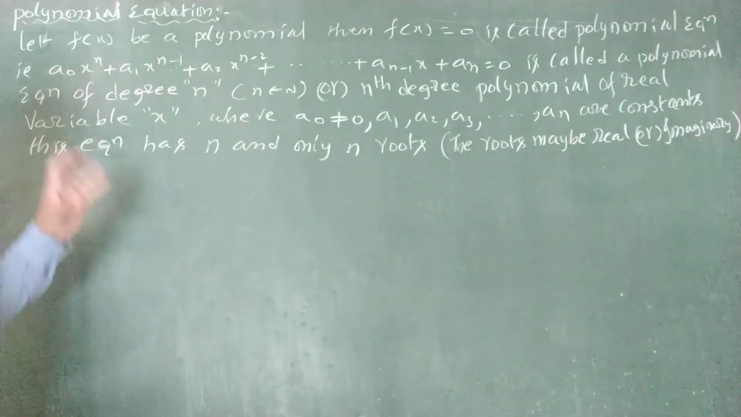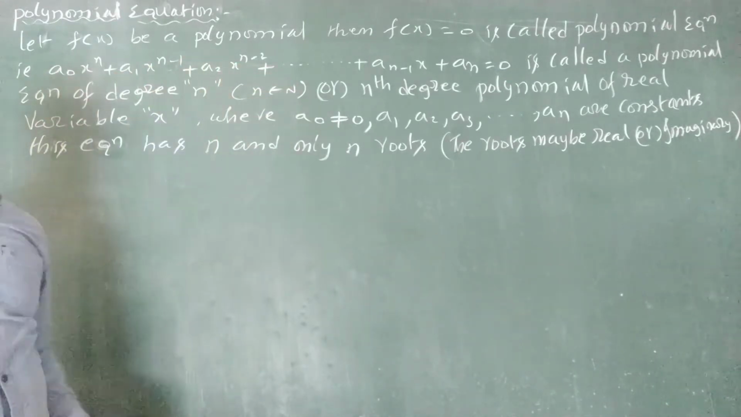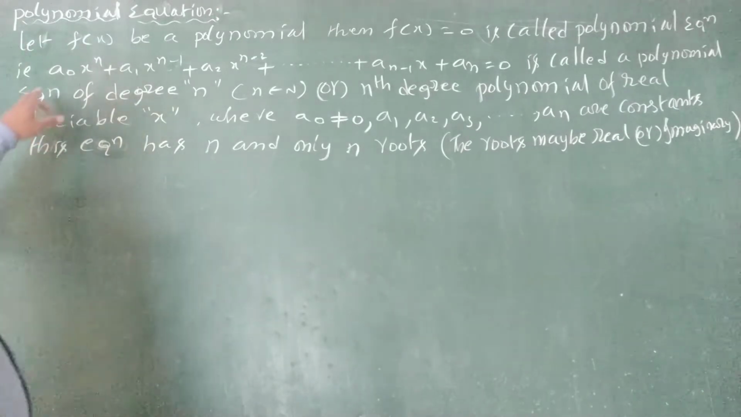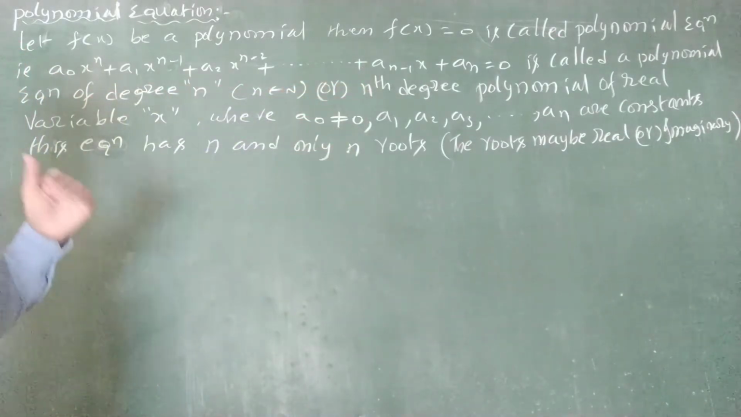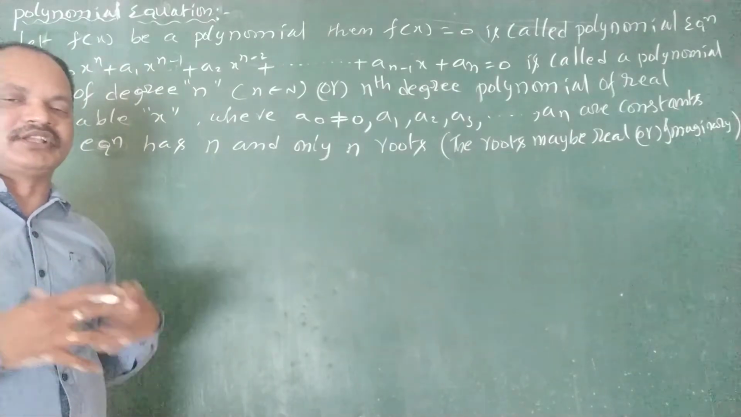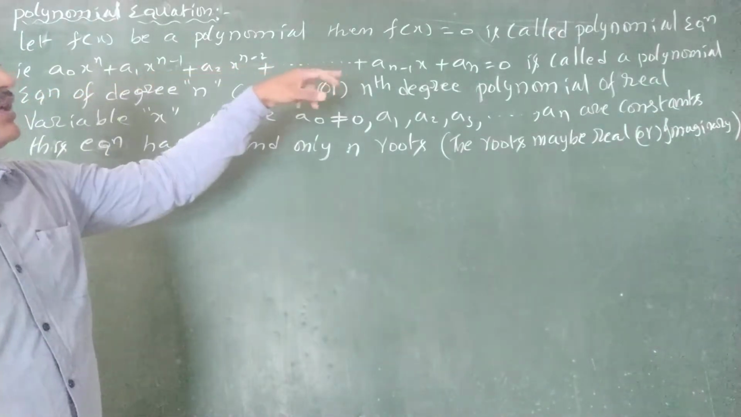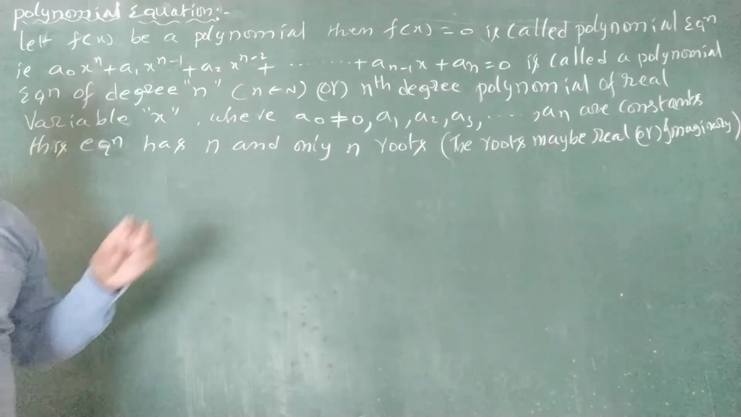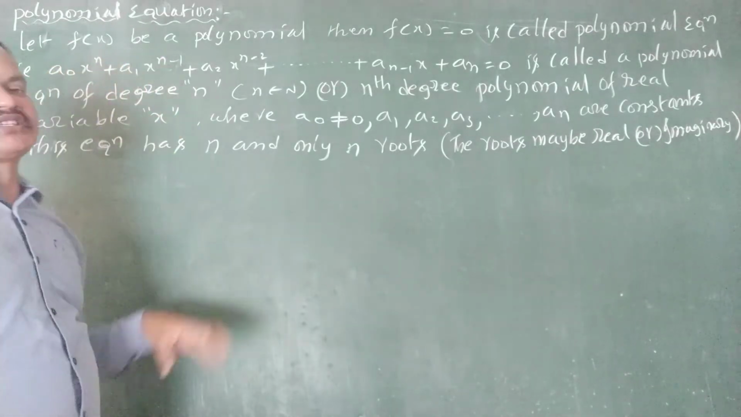So this is the formation of the polynomial equation. That means the polynomial equation of degree n, where n belongs to positive integers or the set of natural numbers, where a0, a1, a2, and so on, an minus 1, an are called constants. The constants may be real numbers or imaginary numbers, and this is the polynomial equation with real variable x, and this equation has roots.